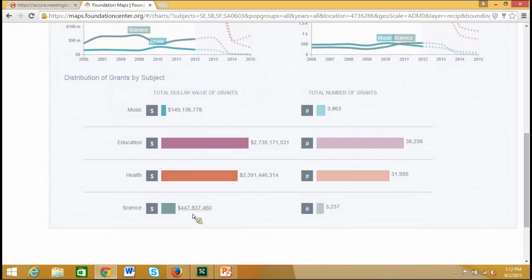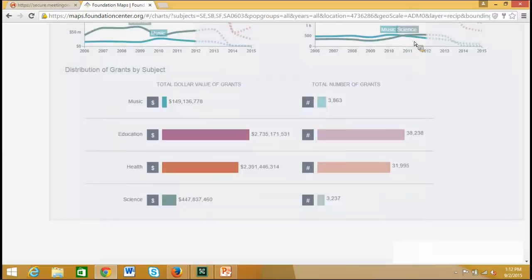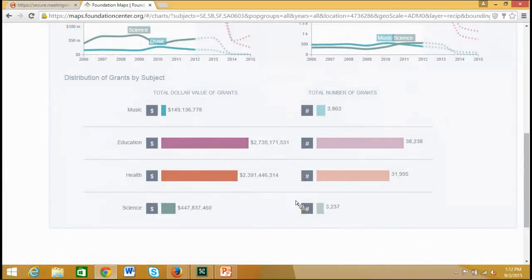But then if you're interested in any of these, you can just click on the bar or on the number. So here we've got $447 million for science funding to recipients in Texas. You can click on that and then go ahead and get the data that way. This is something that we've heard from customers, that people said, oh, I wish that we could see just the dollars or just the number of grants. And I think the charts before were a little bit confusing to look at. So I think this will hopefully simplify some things.